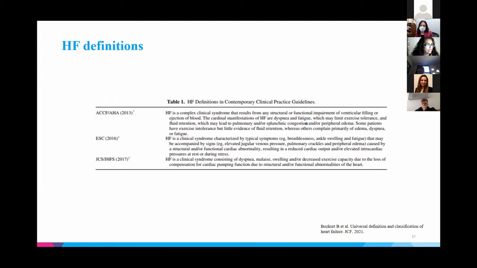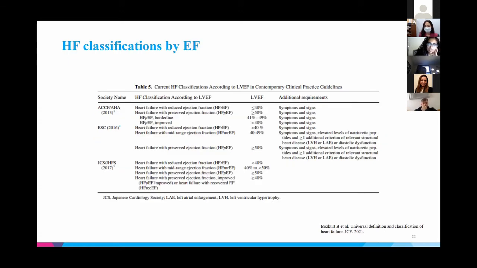So you have essentially that it's a clinical syndrome with some symptoms, which are mentioned in some of these, such as shortness of breath, swelling, fatigue, which limits exercise tolerance, and fluid retention. So there's these different definitions, and in order to try to come up with one universal definition, there was a proposal last year, and we'll go over that. So heart failure was classified by ejection fraction in some documents, again, from 2013 to 2017.